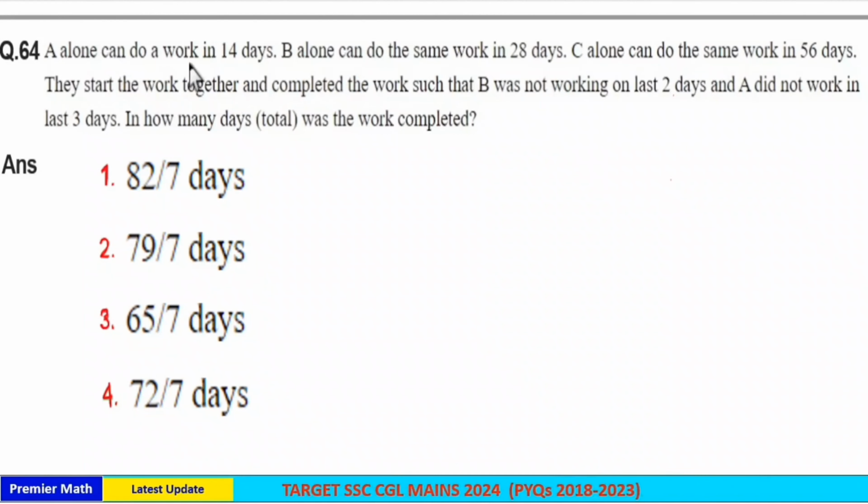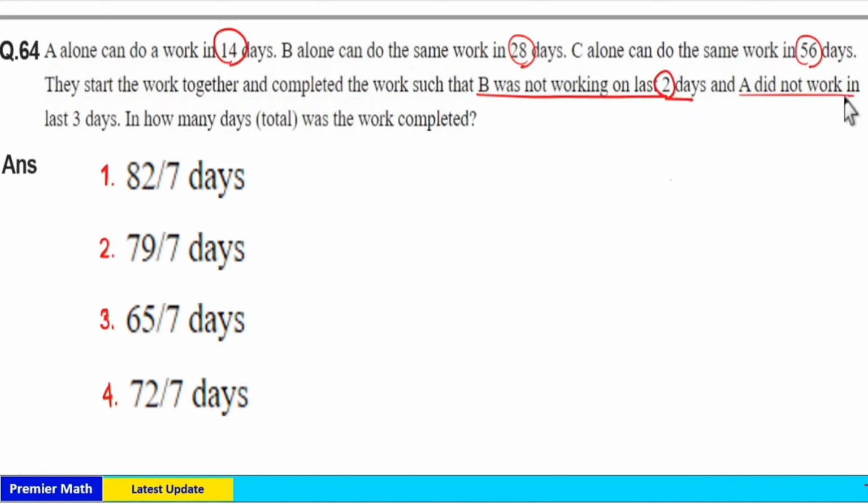A alone can do a work in 14 days. B alone can do the same work in 28 days. C alone can do the same work in 56 days. They start the work together and complete the work such that B was not working in the last 2 days and A did not work in the last 3 days. In how many days was the total work completed?